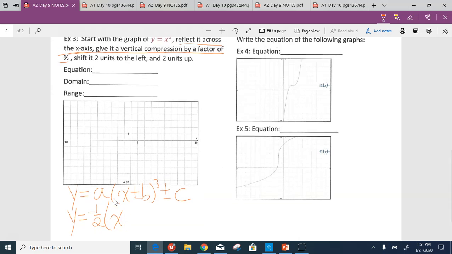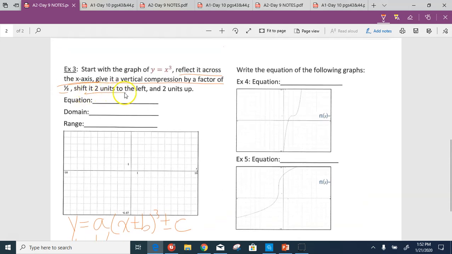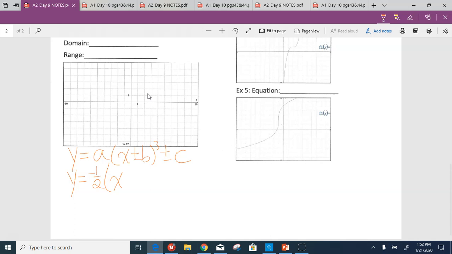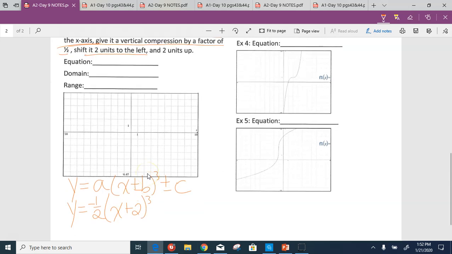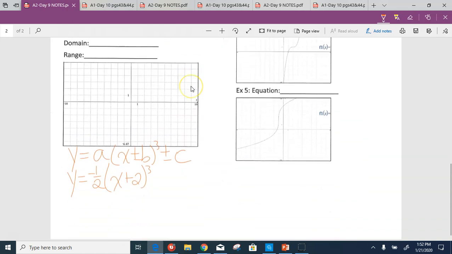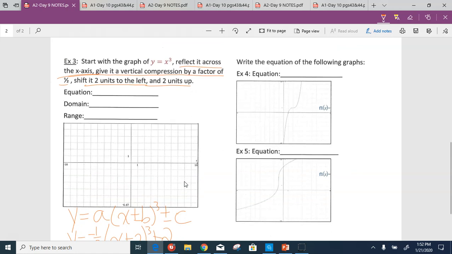Now let's talk about sideways movement. Shift it 2 units to the left. Left means plus 2 to the third power. And then step up and down now. And up 2 units. That would be plus 2. So y equals negative 1/2, parentheses, x plus 2 to the third power plus 2.